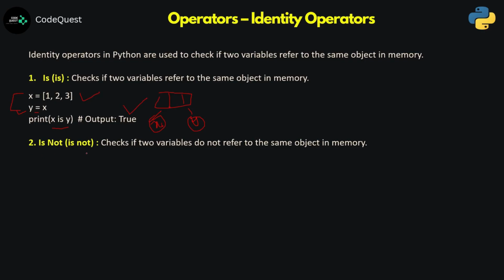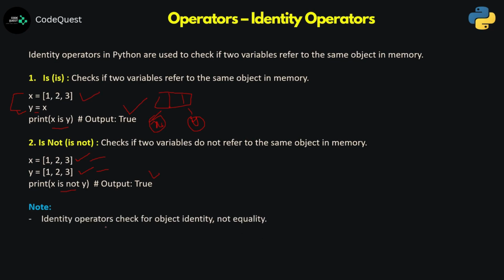Whereas is not is just the opposite, like it is going to check whether they do not refer to the same object in the memory. Let's say here I have taken x equal to 1, 2, 3, y is equal to 1, 2, 3. So what we see here, even though the list of elements are the same, x's address and y's address are different because they refer to two different objects. So when I'm saying x is not y, because x is referring to one particular address and y is referring to another address, this is not is going to get me True here.